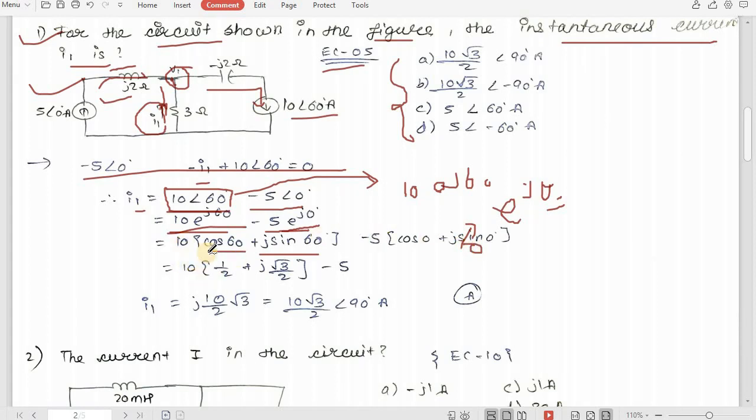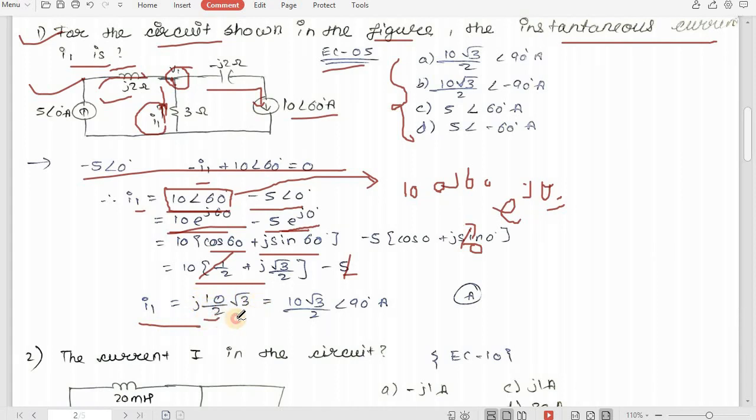So here we will get 10 (cos 60 degree is 1 by 2, plus j sin 60 degree is root 3 by 2) minus 5 into 1, it will be minus 5. So here you can see 10 by 2 will be 5, so this 5 and minus 5 will get cancelled and we will have only this term, 10 into j root 3 by 2. So this is our I1, which is equal to j 10 by 2 root 3.